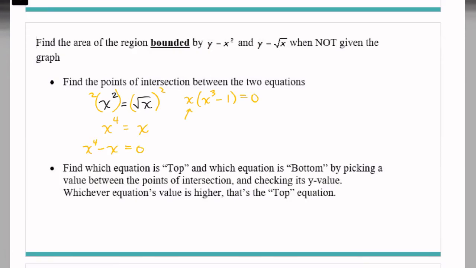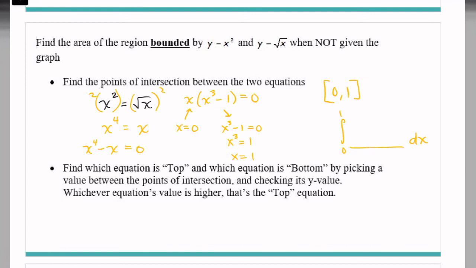Okay. And then I'm going to set each factor equal to 0. So I get x is 0 and x is 1. So that right away tells me that my interval is going to be from 0 to 1. Okay, so I know that my integral is going to be from 0 to 1. I just have to figure out now which one's going to be the top and which one's going to be the bottom. Okay, so if you're not sure, let's pick something in between my interval.